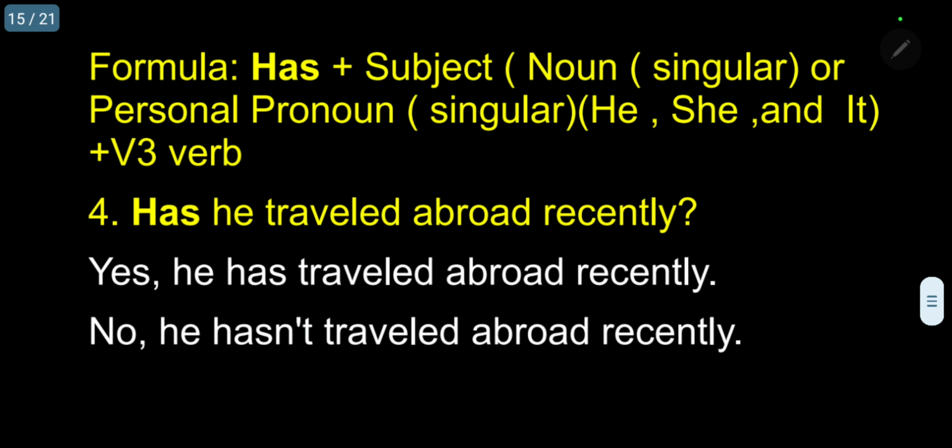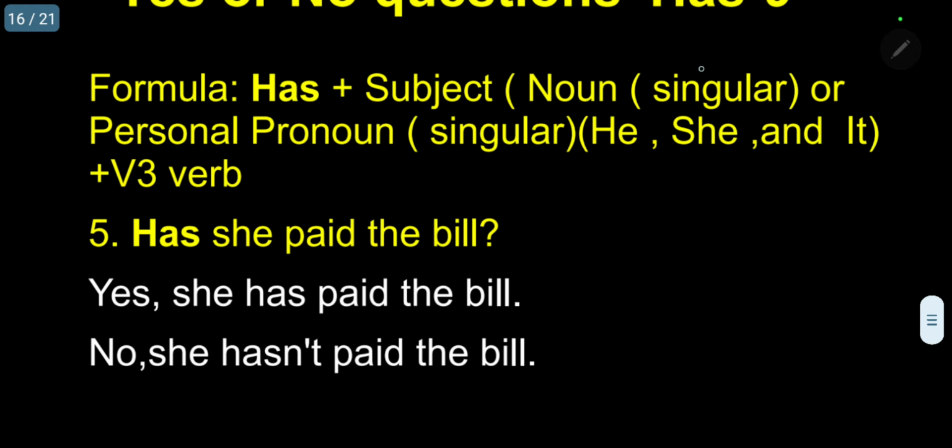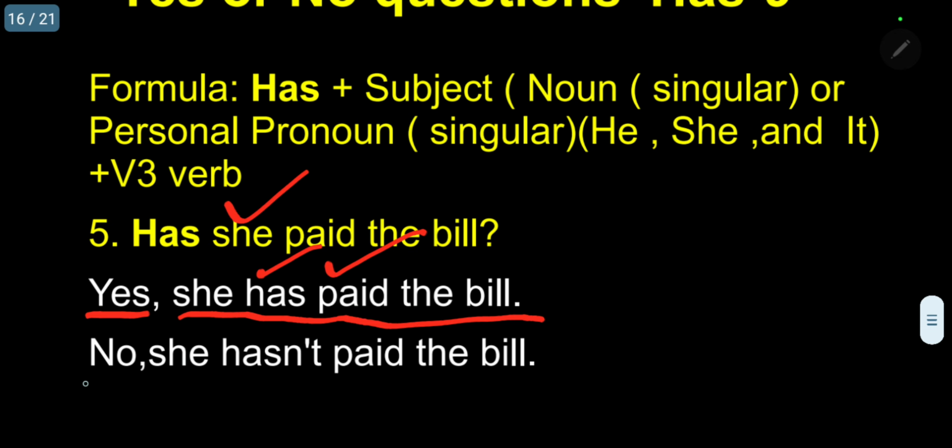The fourth sentence. Fifth sentence, has she paid the bill? Has she paid the bill? She, third person singular, so has. Answer is yes, she has paid the bill. Paid, main verb, has, auxiliary. No, she hasn't paid the bill. Paid, main verb, has, auxiliary verb.